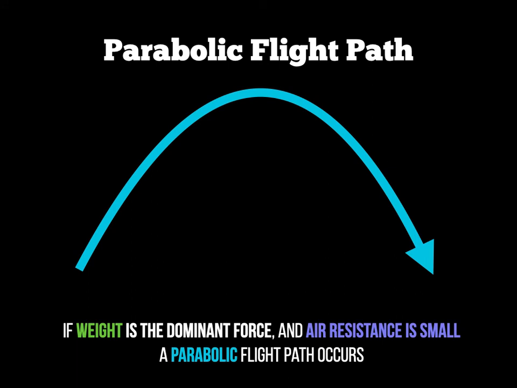So if I threw a shot put, technically, a heavy object, it's going to hit some air resistance as I throw it forward, but the weight of that object is far greater than the air resistance that it meets. And therefore, mathematically, that will create what we call a parabolic flight path. So you'll need to draw this diagram. That is a parabolic flight path.